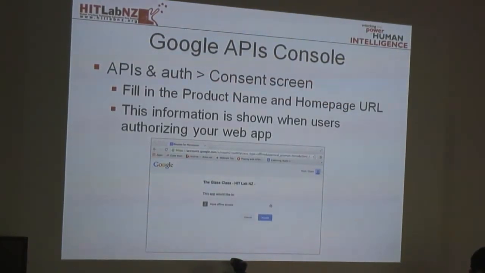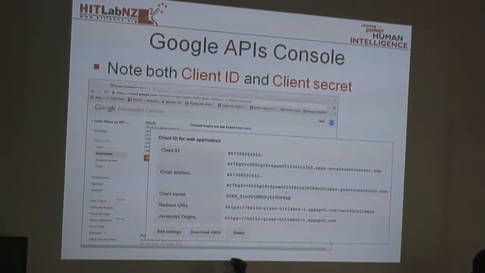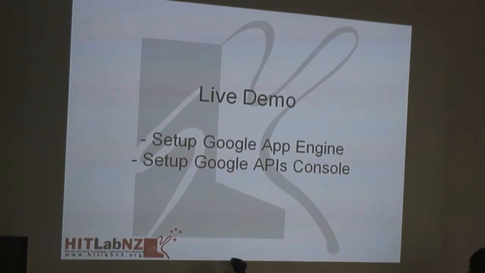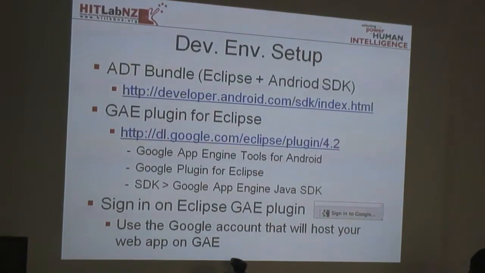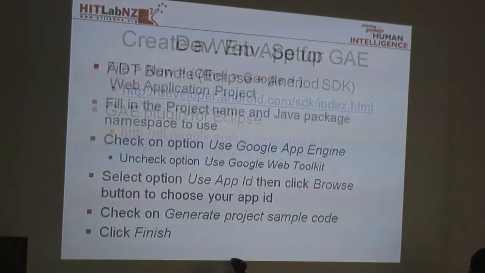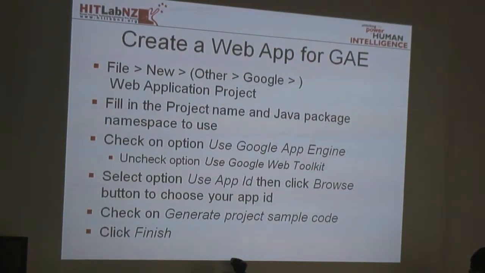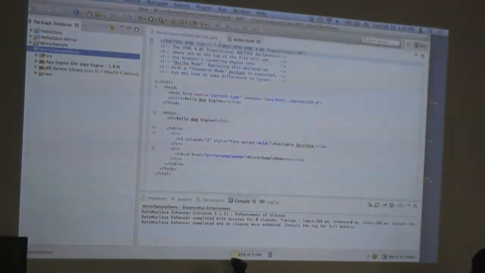And then the menu below was a consent screen where we just set the title, but you can also set a homepage URL or a small image that shows up when the end user tries to log into your website. And that was there. And we started creating a project on Eclipse and logging into the GAE plugin. And I think we got screwed up with the development setup here. So, coming back to this Eclipse environment.